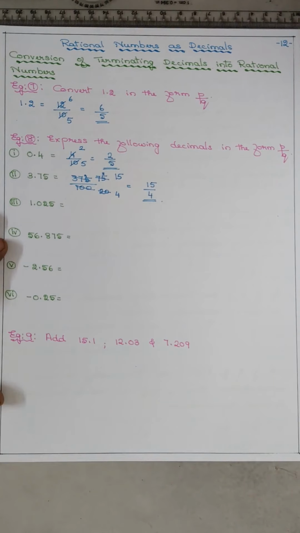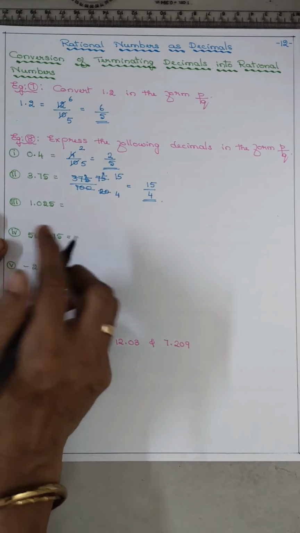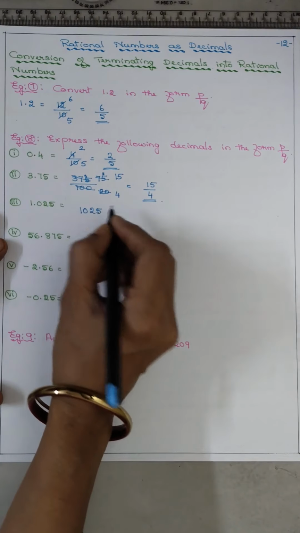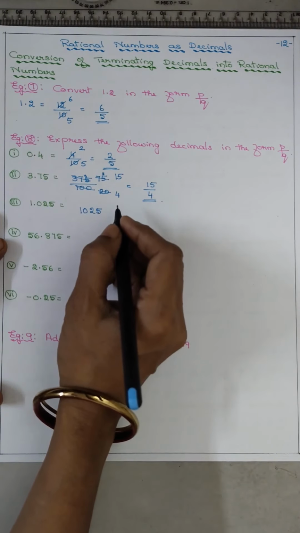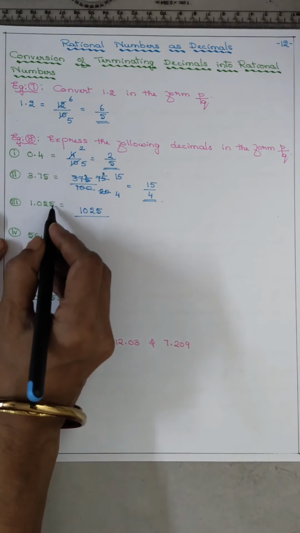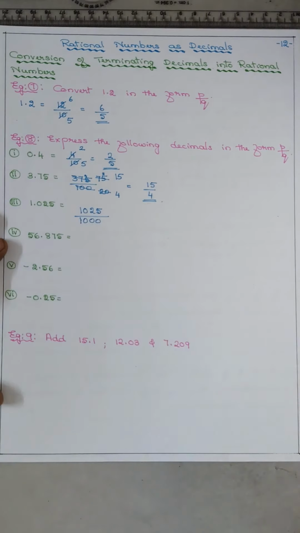Hope you are understanding. Now 1.025. So 1025. In the numerator don't put the decimal, and in the denominator it will be 1, 2, 3 decimals, so it will be 1000. 3 zeros.